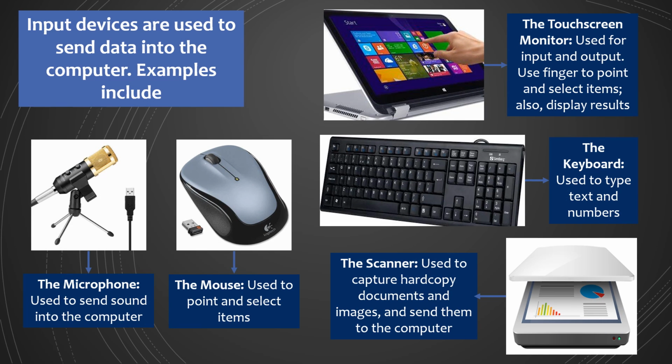Input devices are used to send data into the computer system. Examples include the keyboard, which is used to type text and numbers, the mouse, which is used to point and select items, the scanner, which is used to capture hard copy documents and images and send them into the computer, the microphone, which is used to send sound into the computer system, and the touchscreen monitor, which serves as input and output at the same time. You can use the finger to point and select items, and also the screen displays results.